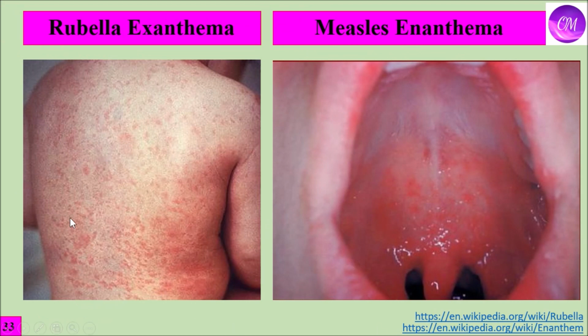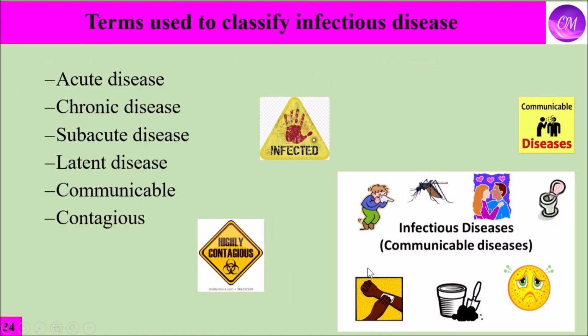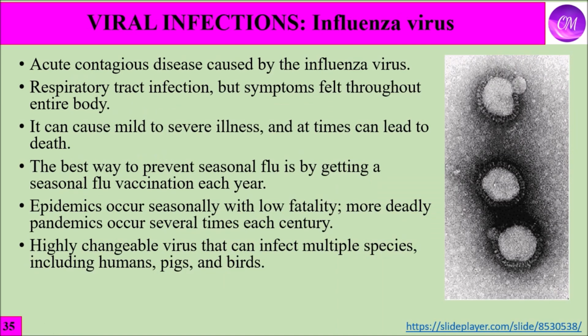Here are samples of exanthema, rubella exanthema, that presents on the skin as a skin rash, and the measles enanthema. So here you see the terms to classify the infectious diseases: acute, chronic, subacute, latent, communicable, and contagious. Now let's move on to the infectious diseases.